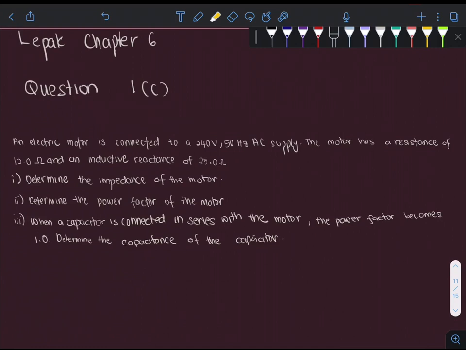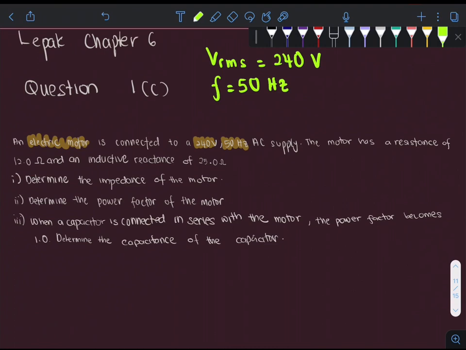So basically, we have an electric motor given in the question with a voltage of 240 and frequency of 50 Hz. Okay, so from here we can deduce that this 240 is basically our VRMS, which is the V supply, as it is also not mentioned that this is V0 or V peak. Therefore, this is our VRMS. Frequency is 50 Hz here. And then we have a resistance of 12 ohm and also inductive reactance of 25 ohm.